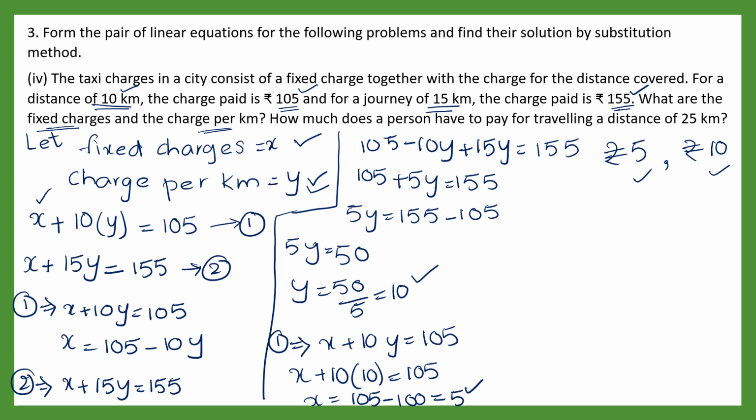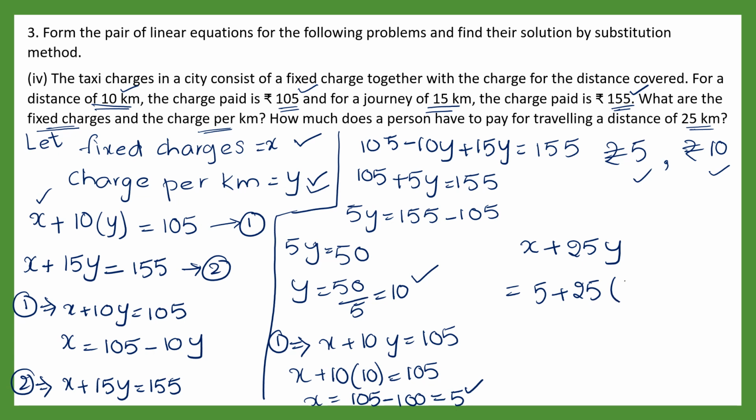Now they are asking, if they had traveled a distance of 25 kilometers, what is their charge? There will be a fixed charge plus they have traveled 25 kilometers, so 25 into y. X plus 25 into y is their charge. Here X is the fixed charge, 5 rupees, plus 25 into the per kilometer charge, which is y rupees.